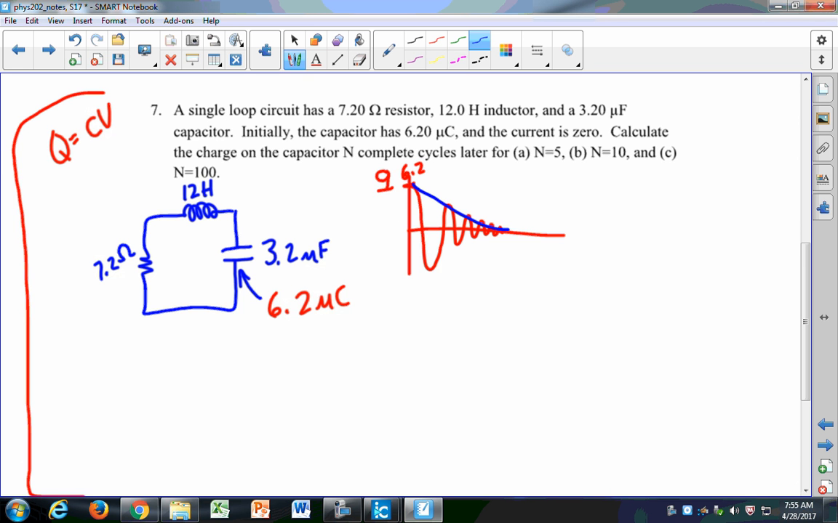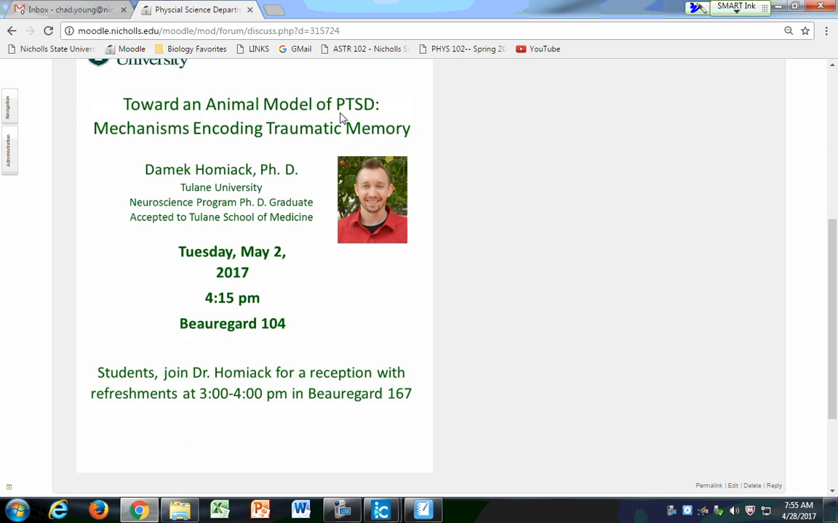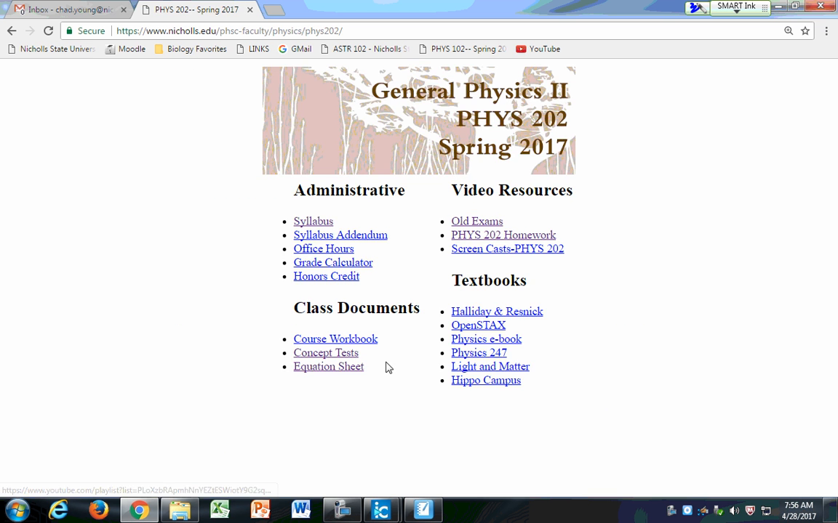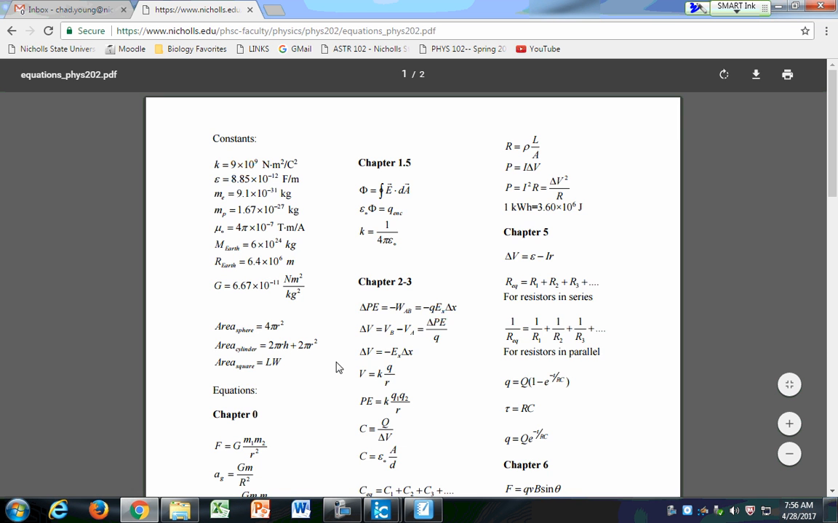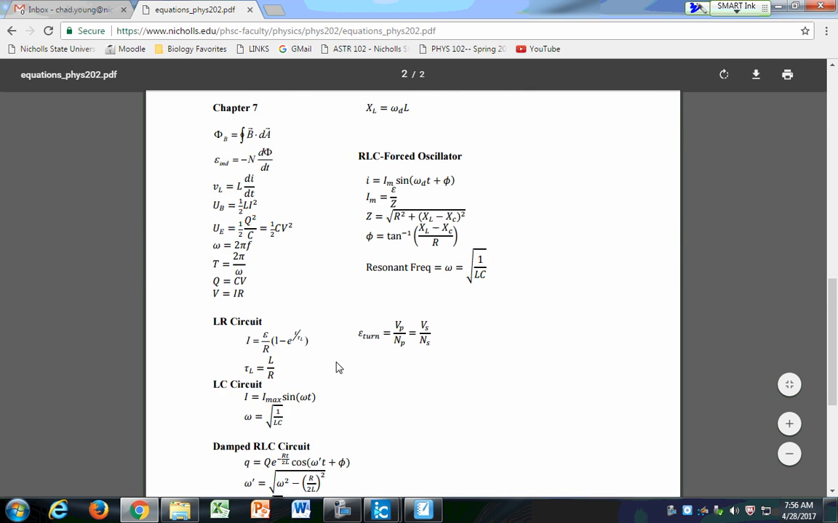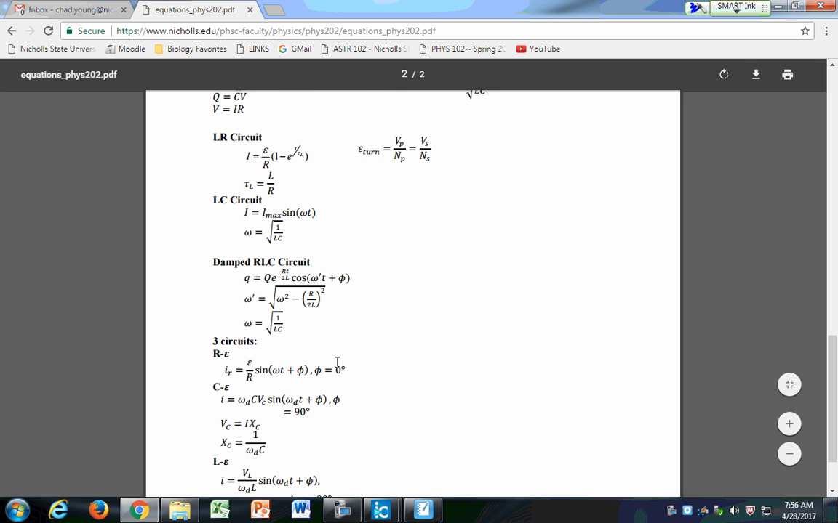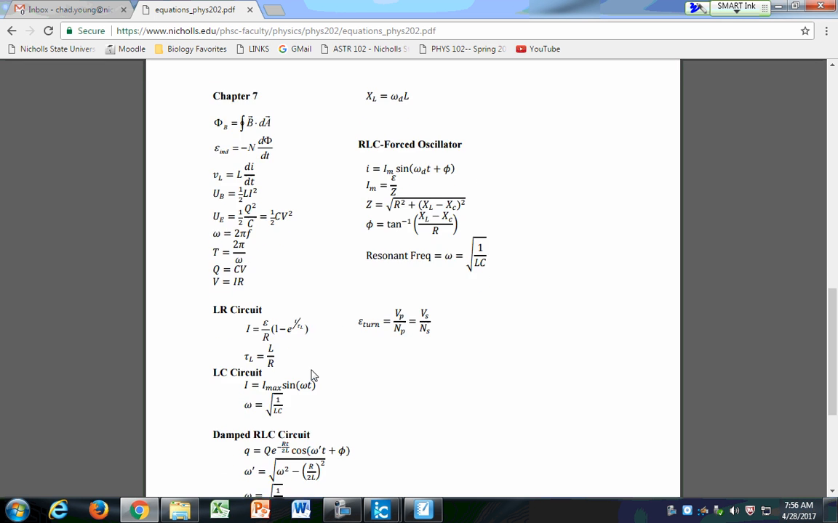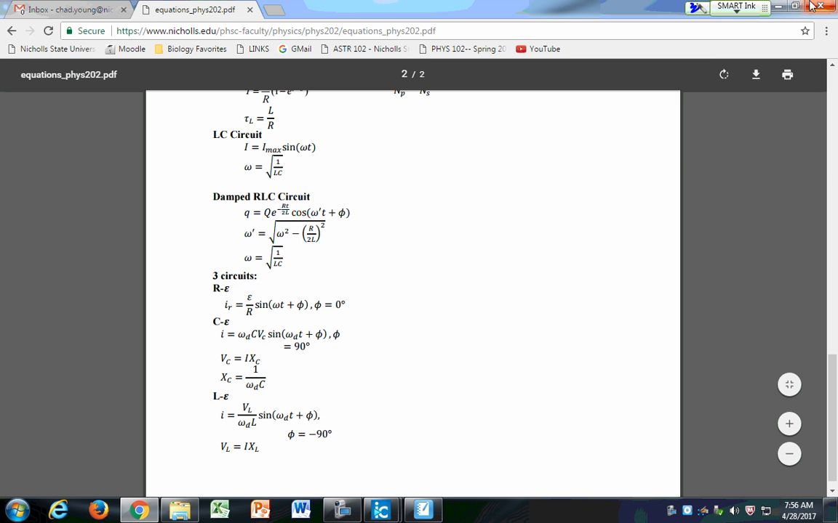So let's look at the equation. Let me pull up the equation sheet. So for an RLC circuit, notice you have the RLC forced oscillator. That's with an AC power supply. So we're only looking at the damped RLC circuit.